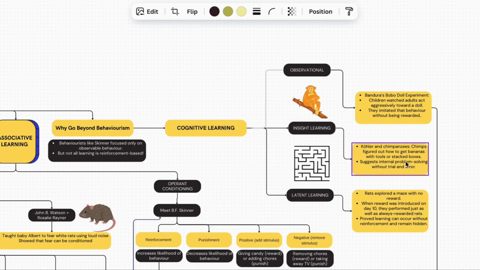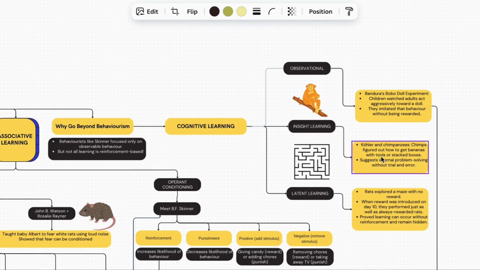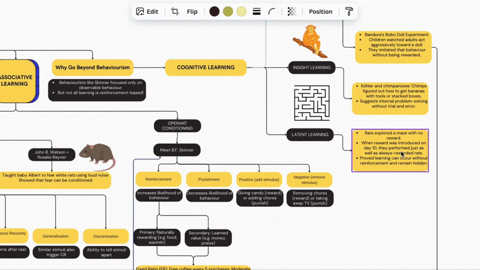Then we're going to learn about insight learning. Köhler and the chimpanzees: the chimpanzees figured out how to grab bananas with a tool or stacked boxes, suggesting internal problem solving without trial and error. And then we also learn about latent learning.